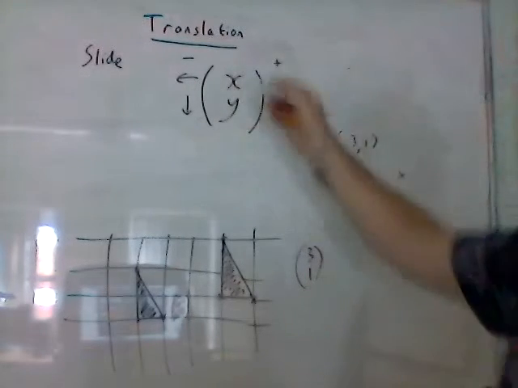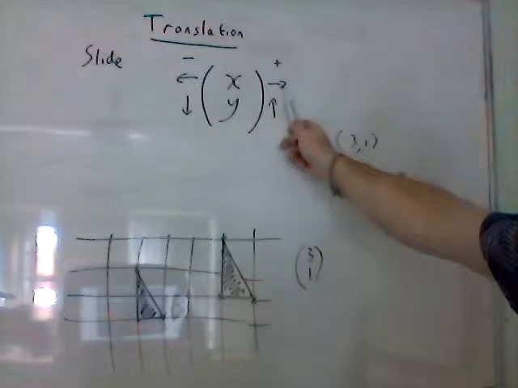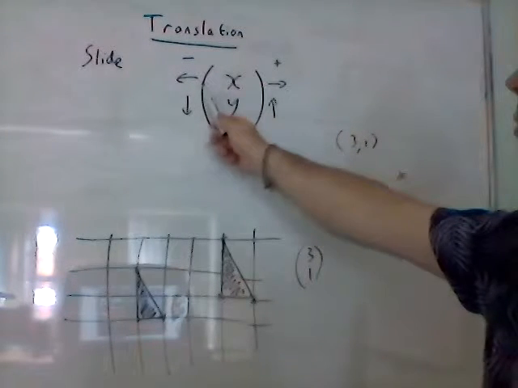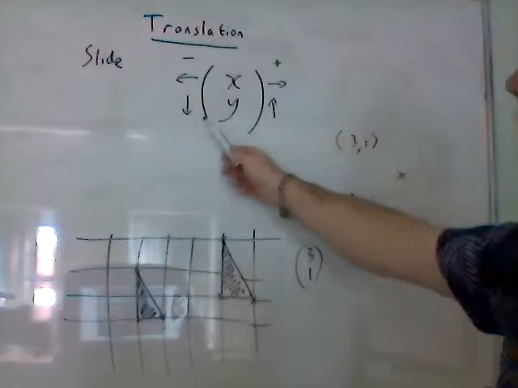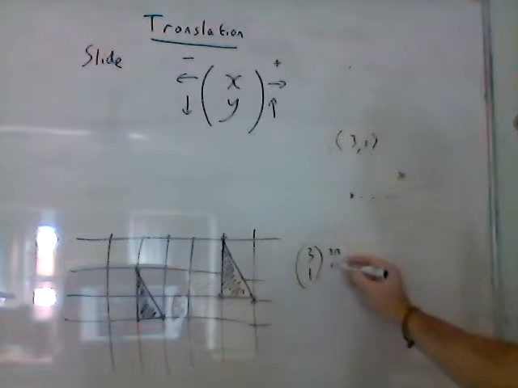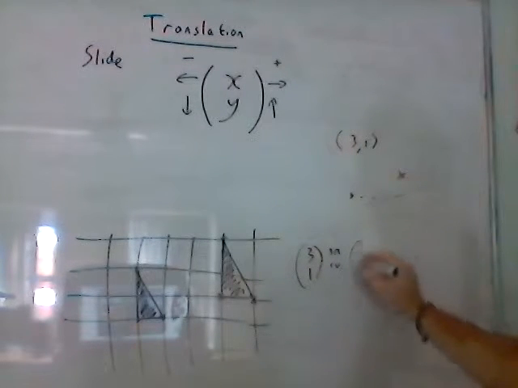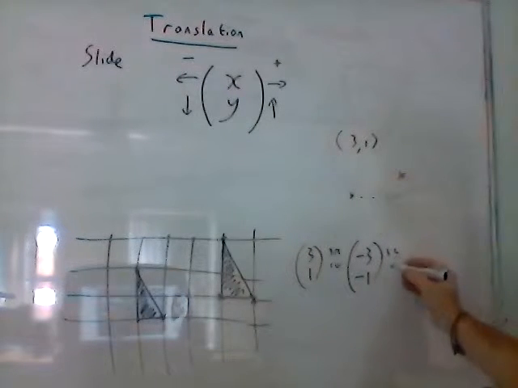And if you look at this up here, this is what it shows you. The top number, if it's positive, it moves to the right. Negative, it moves to the left. The bottom number, if it's positive, it moves up. Negative, it moves down. So this would be 3 to the right, 1 up. However, if I was to do -3, -1, this would mean 3 to the left and 1 down.